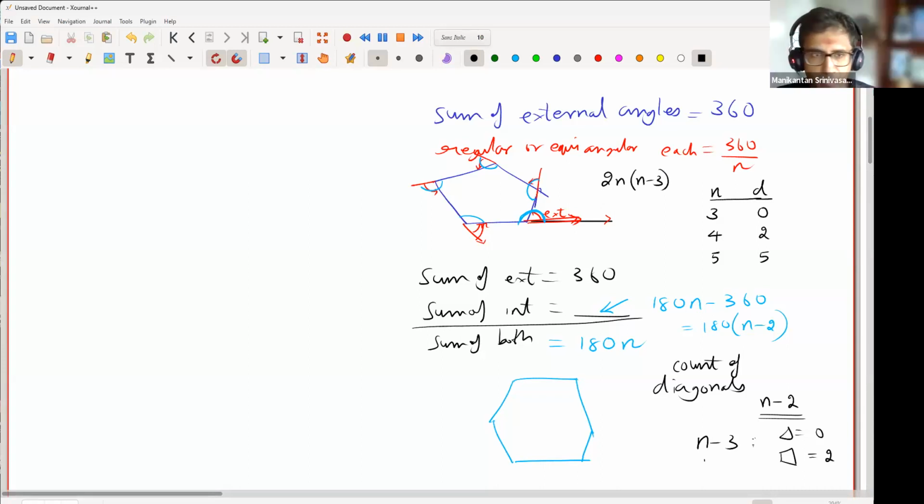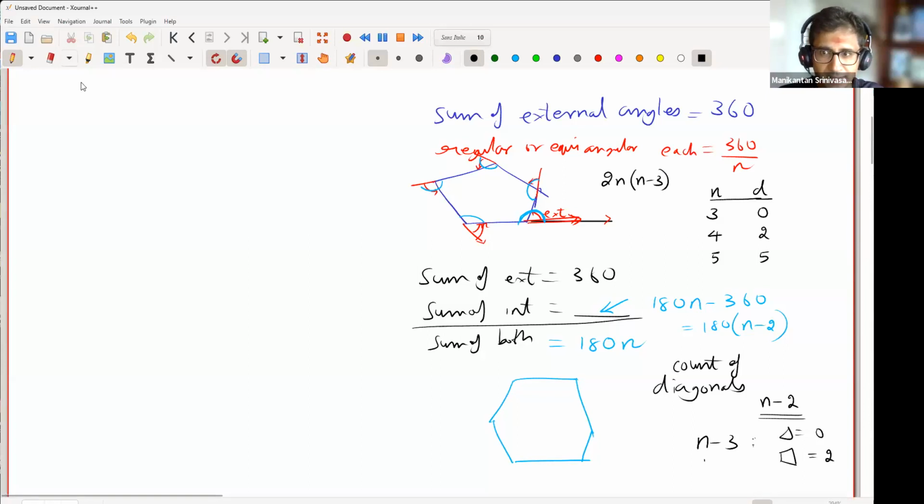Let's check. If you put n equal to 3, it works. 2 times 0 is anyway 0. If you put n equal to 4, does it work? 2 into 4 into 1 is 8 diagonals, no? If you check for n equal to 4, it's giving 8. But you're very close.